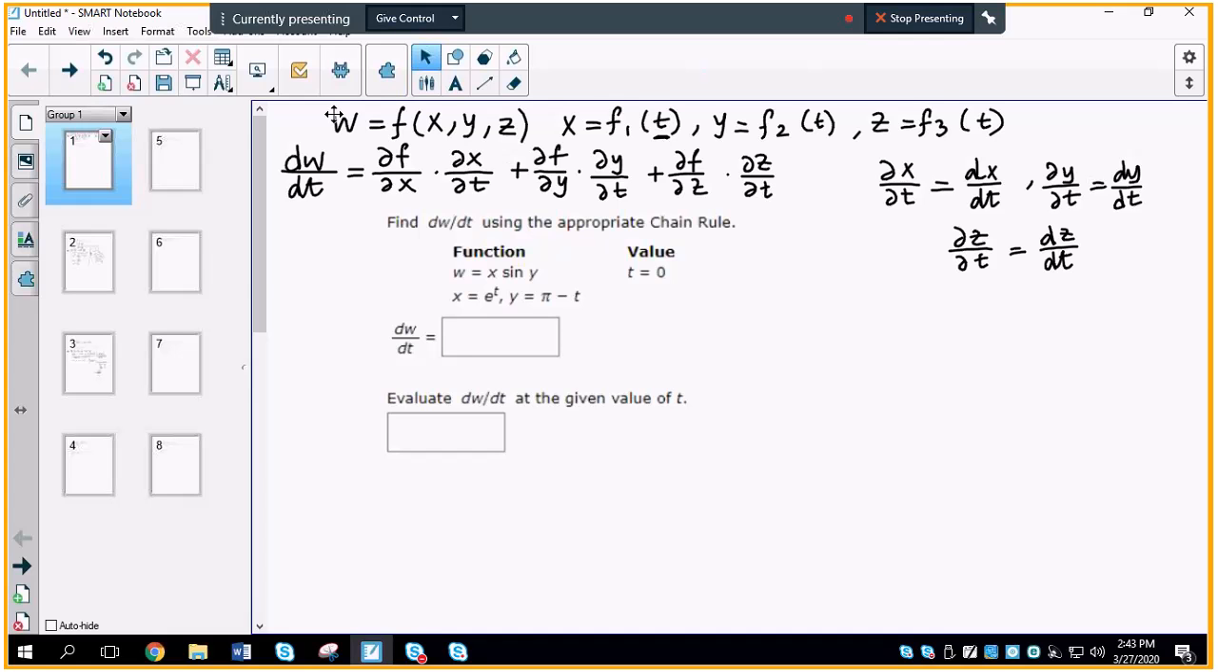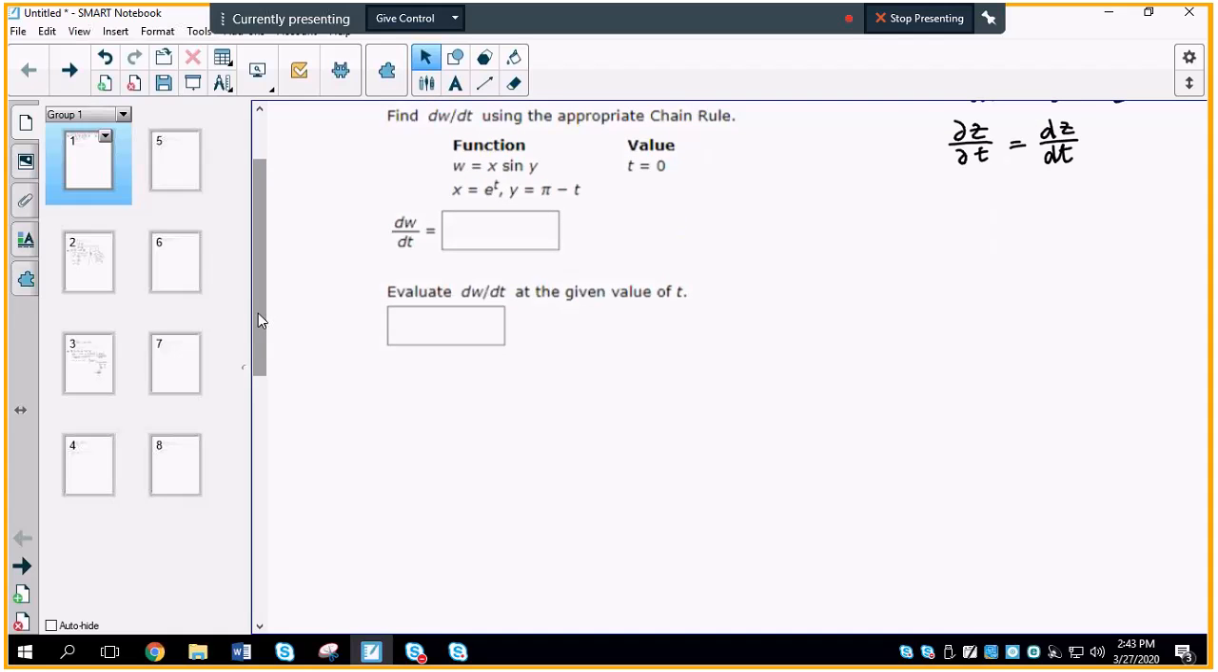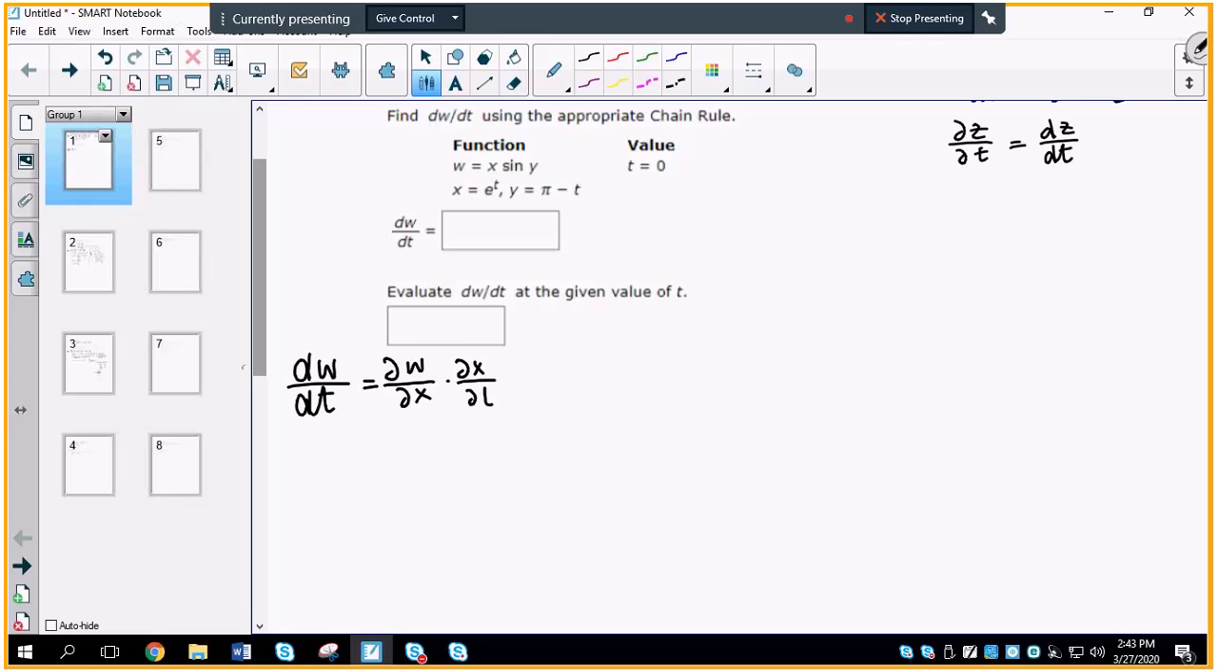So let's use this concept in order to solve our problems. We're going to find dw dt, the total derivative of w with respect to t, but w is a function of two variables, x and y, whereas x is a function of only one variable t and y is a function of only one variable t. So you write down the formula, you say dw dt, because I have only two variables, is del w del x times del x del t plus del w del y times del y del t. And then I do the derivative.